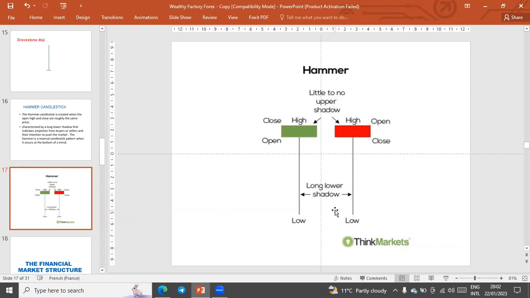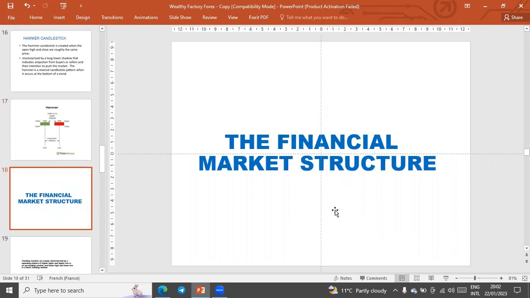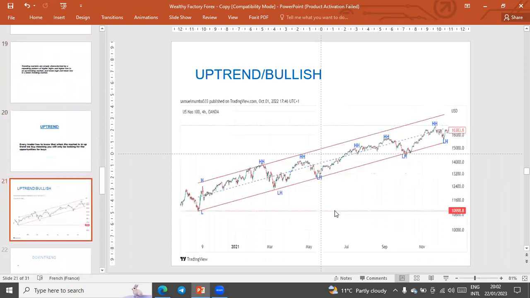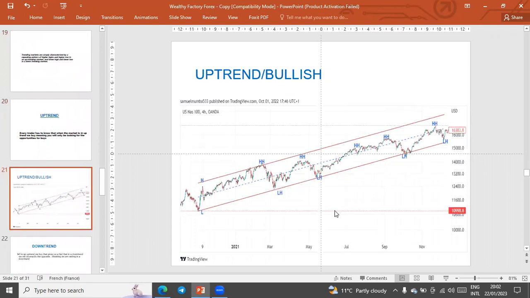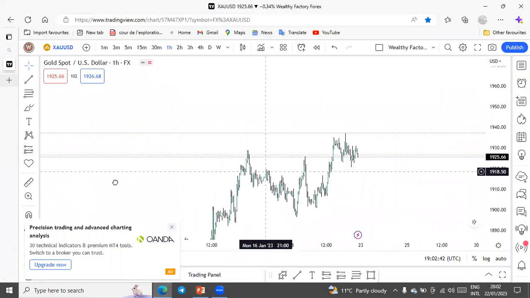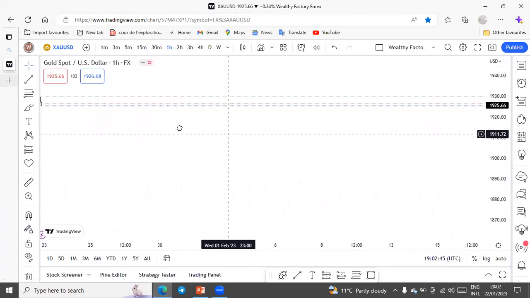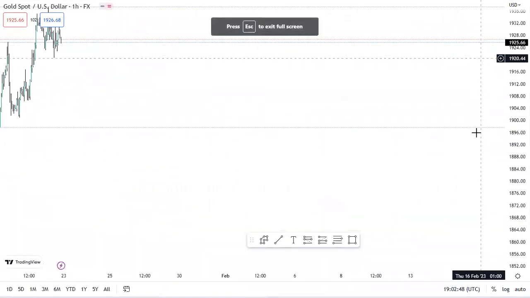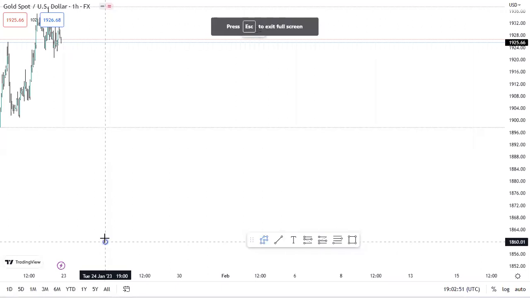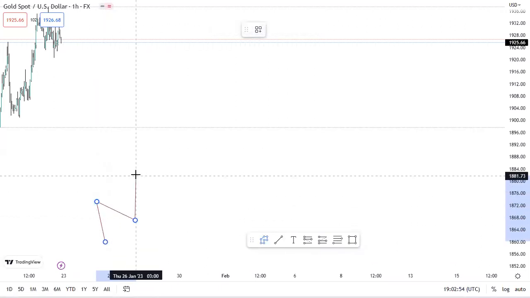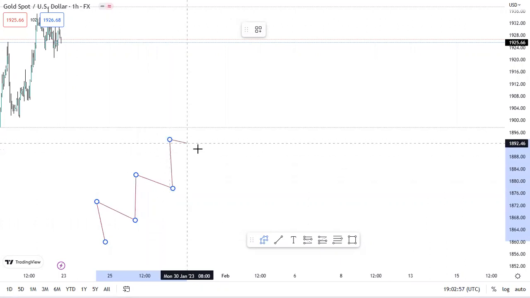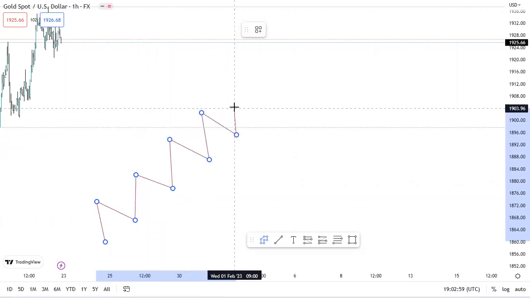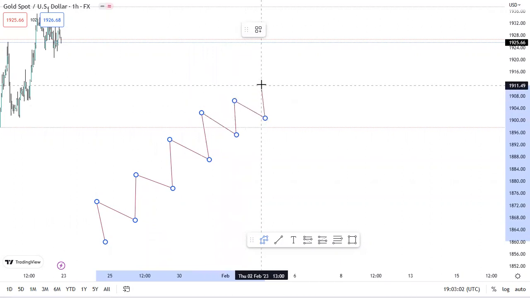Now, let's take a look at the direction in which the market moves. So the market is going to be moving in something like this. The market always moves in a zigzag way. So the market is going to move like this when it's going up, right?